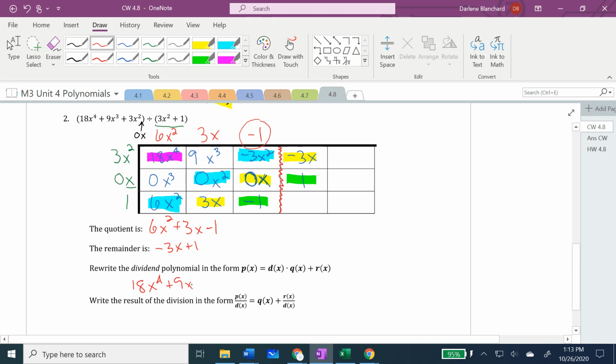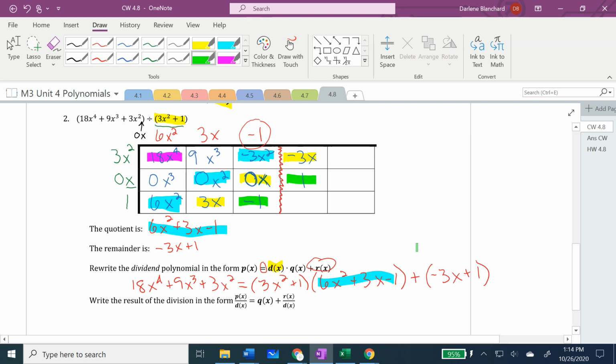18x to the 4th plus 9x cubed plus 3x squared is equal to this equal sign, the divisor, 3x squared plus 1, that's coming from this. That is my divisor. Multiplied by my quotient, which is the result I just got from the division. And then finally plus my remainder. I'm going to put the remainder in parentheses. I don't have to, but just to kind of emphasize, hello, I am the remainder. So just trying to point out where all these things are coming from.